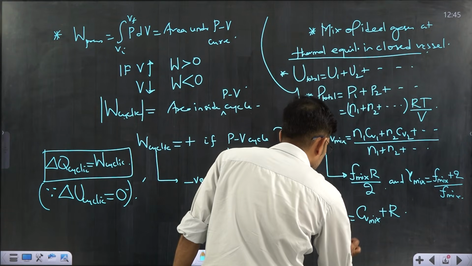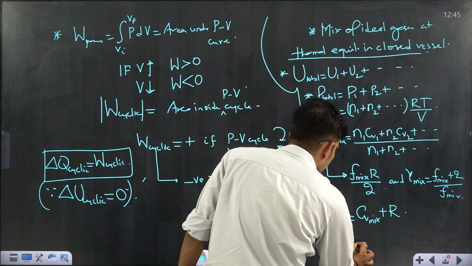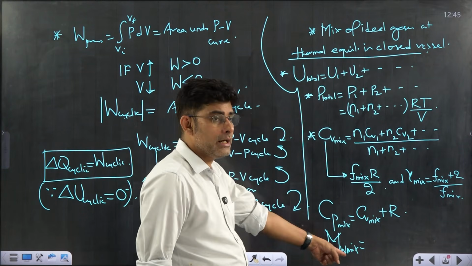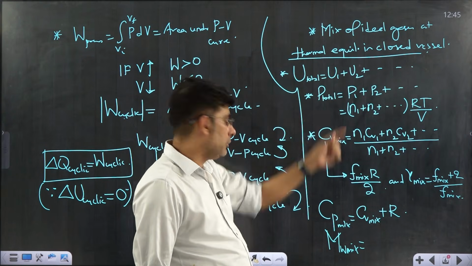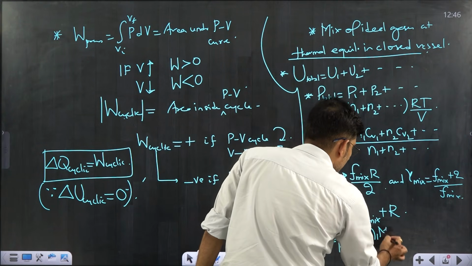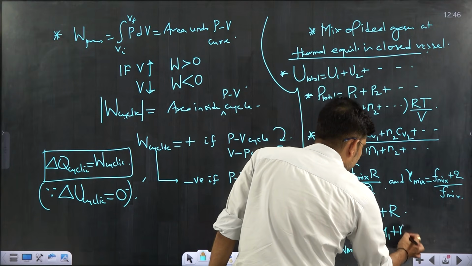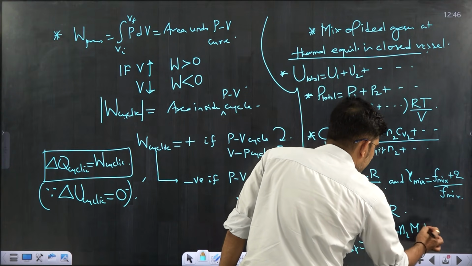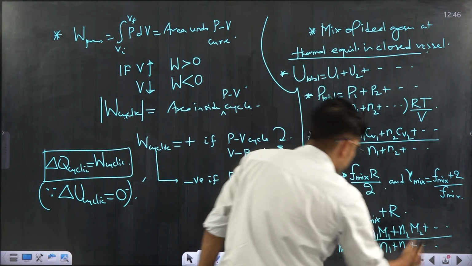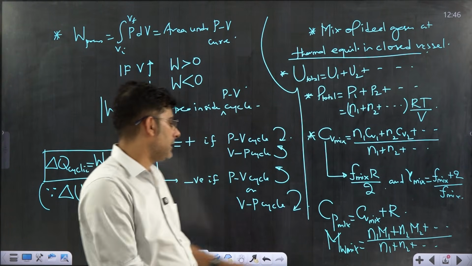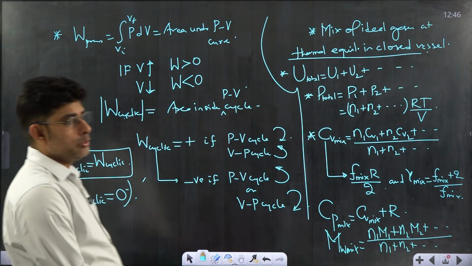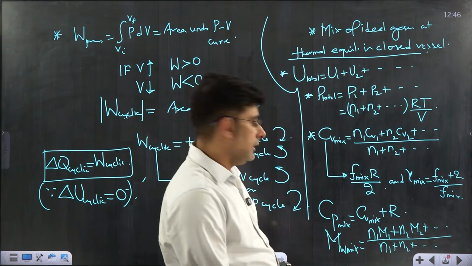Sometimes they will ask you molecular weight of the mixture, especially for RMS speed for a mixture of gases, which is root of 3RT by molecular weight. So molecular weight of the mixture, same formula: N1 times molecular weight of first gas, plus N2 times molecular weight of second gas, and so on, divided by total number of moles. So by conservation of mass we get this formula for molecular weight of the mixture. So these are some essential formulas or results which we have to keep in mind, right?